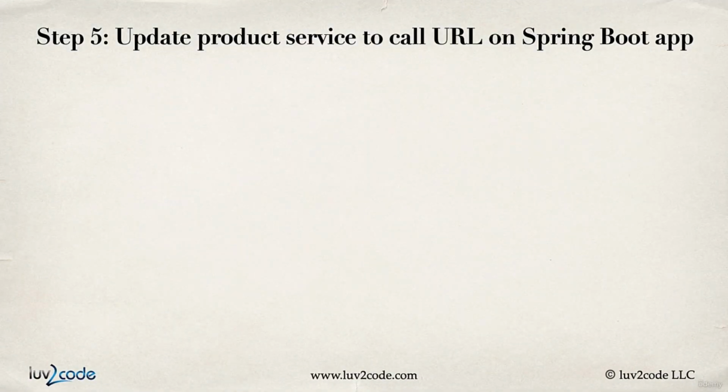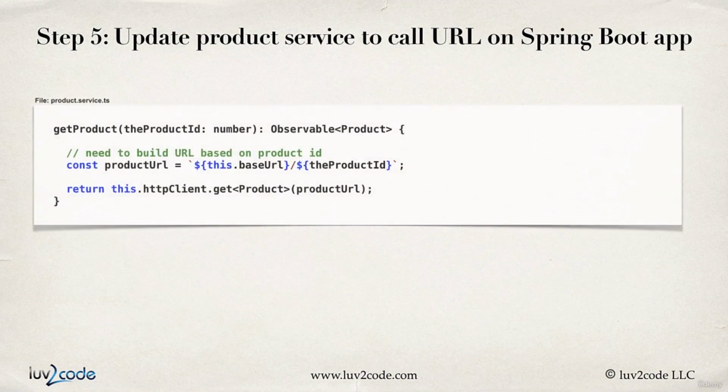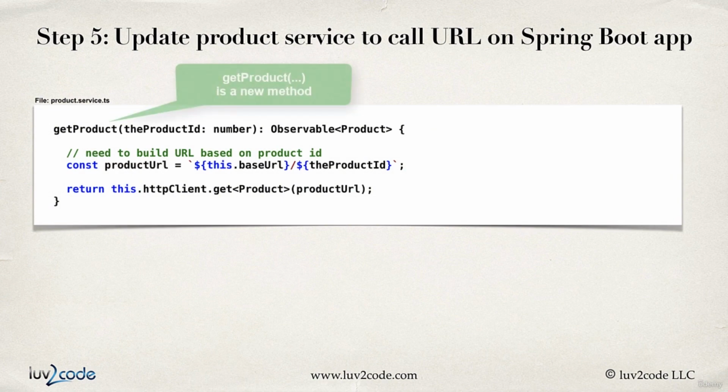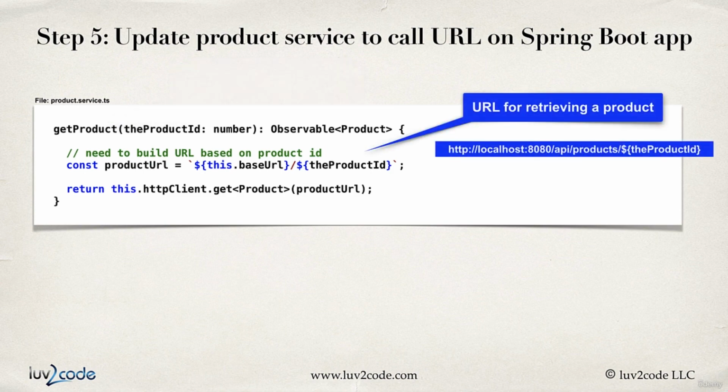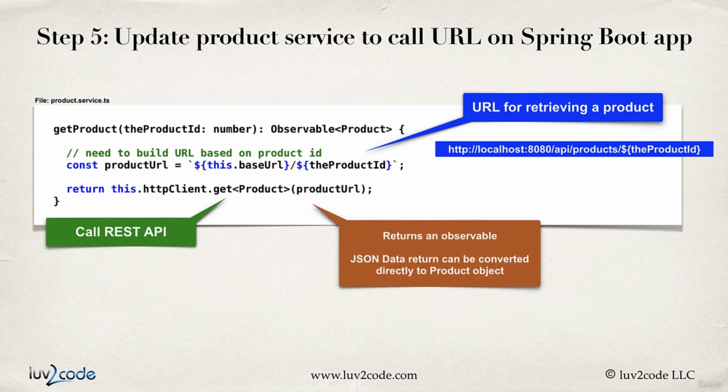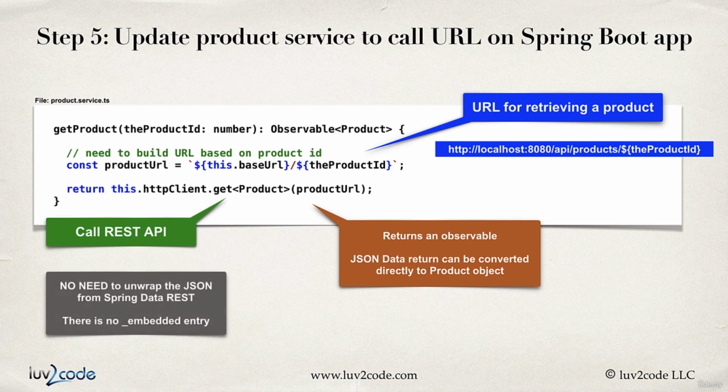Alrighty, step five of updating the product service to call the URL on the Spring Boot app. So here's our product.service.ts. Here's that new method, getProduct. So in this method, we need to build the URL based on the product ID. So we make use of that localhost:8080/api/products/the product ID. And then we make a call to the REST API using that product URL. This returns an observable. In this case, the JSON data returned can be converted directly to a product object. So here, there's no need to unwrap the JSON from the Spring Data REST. There's no underscore embedded entry. And we'll see more of that on the next slide.